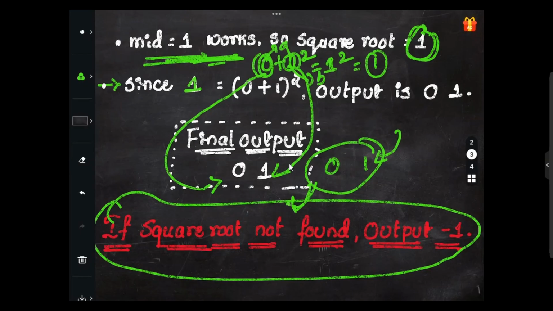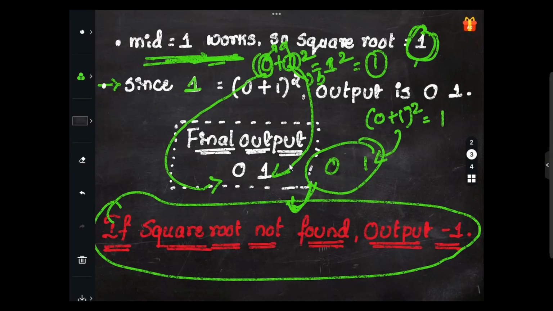I just wanted to write this one, right? Don't forget this one. We usually forget, right? So if square root is not found, then we have to output -1 in that case. So here in this case, the square root is found, right? 0 plus 1 square forms 1 basically.